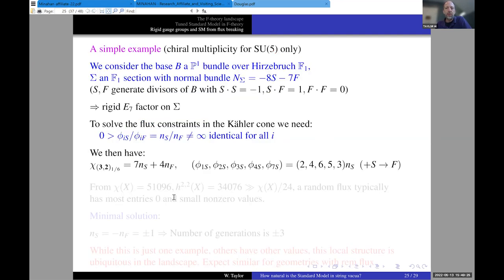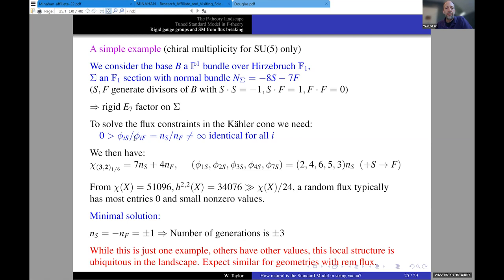I'm gonna stop in 2 minutes, so let me just say a couple more things. One simple example is if we just look at the SU5 part of the construction, we take the base B to be a certain variety of P1 bundle over the Hirzebruch surface F1 and a sigma to be a certain section of that. We look at a particular geometry. We have to solve the primitivity condition. We have to solve some constraints in the Kähler cone, which tells us that the fluxes we turn on have to be, basically, opposite signs, small integer fluxes.